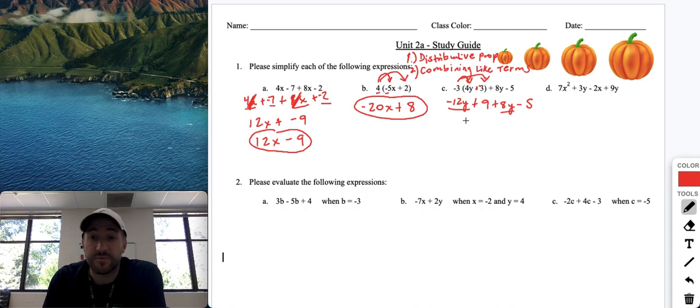When I combine like terms, all I'm doing is adding the coefficients. Negative 12 plus positive 8, that gives me negative 4, and I'll keep the y the same. Done with that one, done with that one.